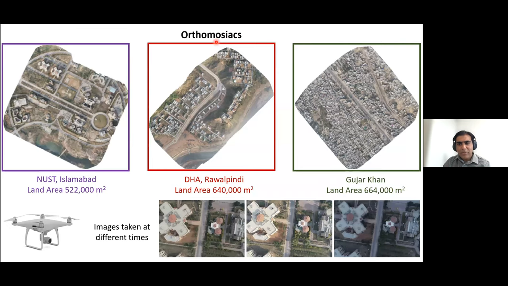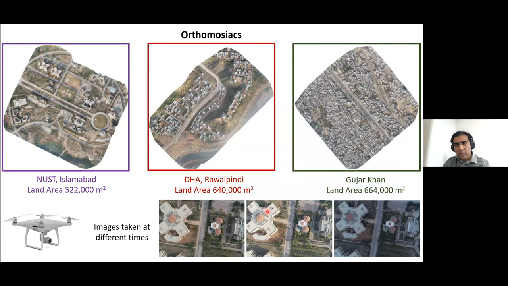I think I'm running short of time, so I will just briefly show this. What we did is we flew a drone and generated three big ortho mosaics on different regions. And these are the images which we collected from the UAV imagery at three different times: in the morning, at noon, and at sunset.